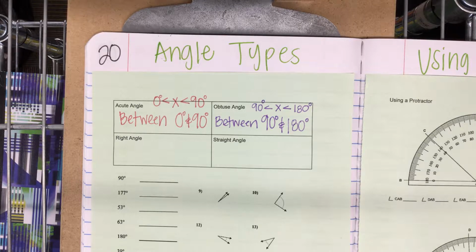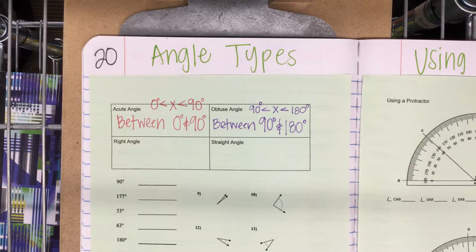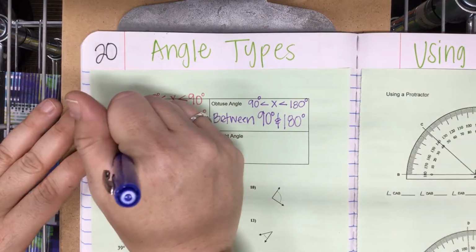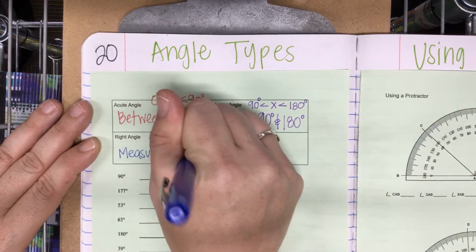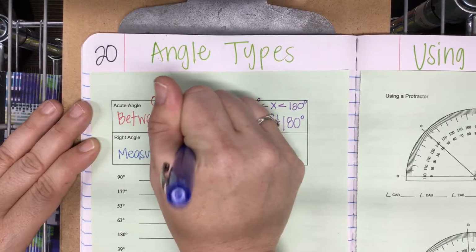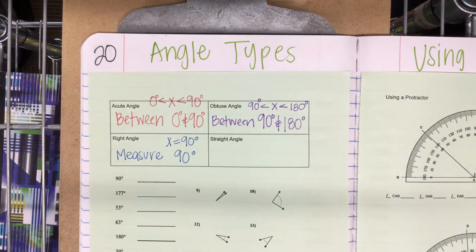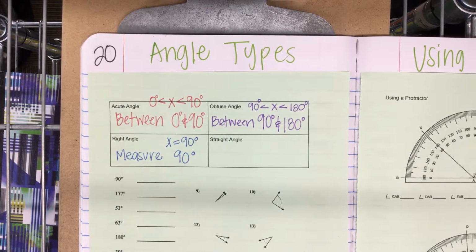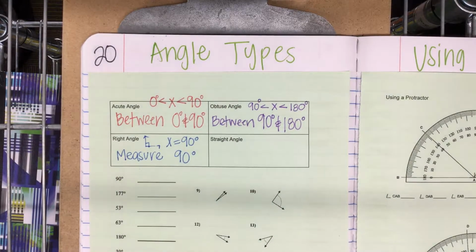Then we have right angles, and right angles are exact. What are they? They measure 90 degrees. So X equals 90, or Y, or whatever you want to call it. It has to be perfectly 90 degrees. Is there something that shows me that something could be 90 degrees? The little box thingy. It might have a little box inside of it. Good. A right angle.